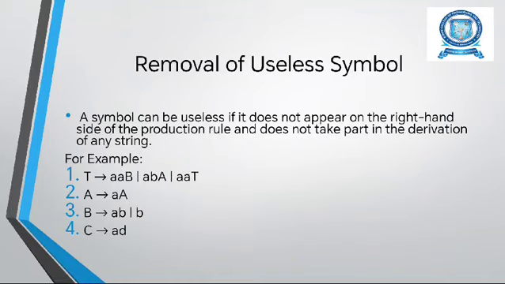Removal of useless symbol. A symbol is useless if it does not appear on the right hand side of the production rule and does not take part in the derivation of any string. For example, T tends to AABB, ABA, AAT. A tends to AA, B tends to AB, C tends to AD.